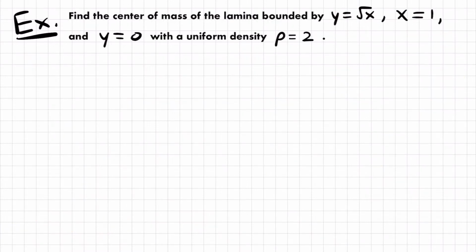So here's our next example. We want to find the center of mass of the lamina bounded by y equals the square root of x, x equals 1, and y equals 0, with a uniform density rho is equal to 2. Okay, and so if we want to find the center of mass for a lamina that is a region on the xy plane, we need to know the formulas associated with calculating that center of mass.